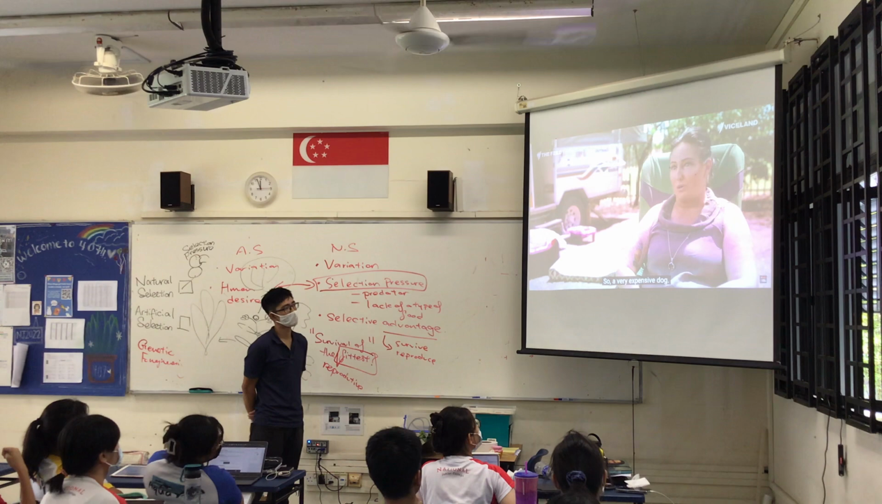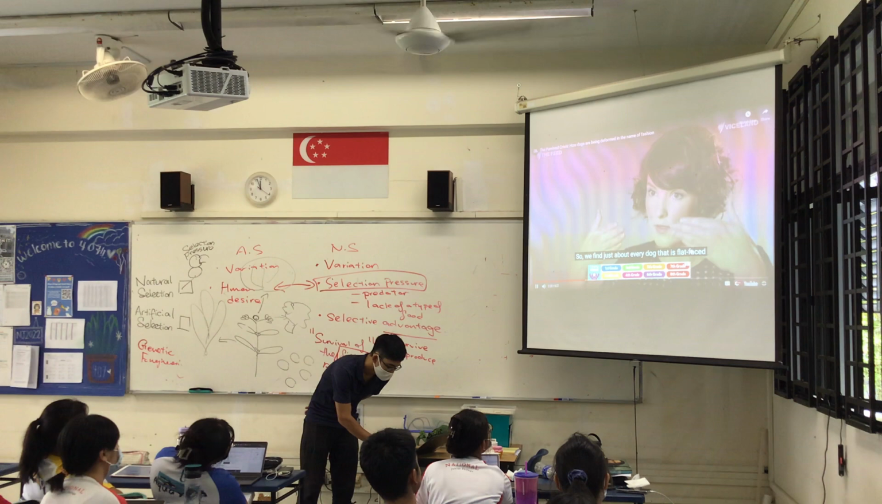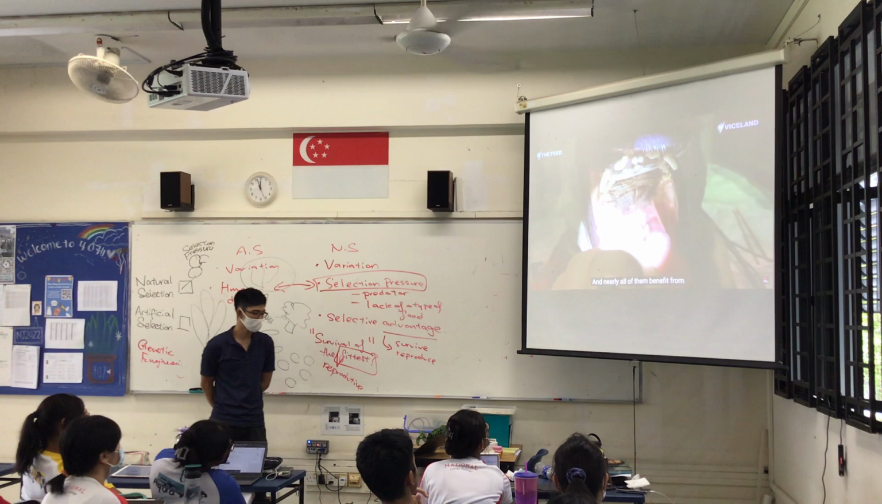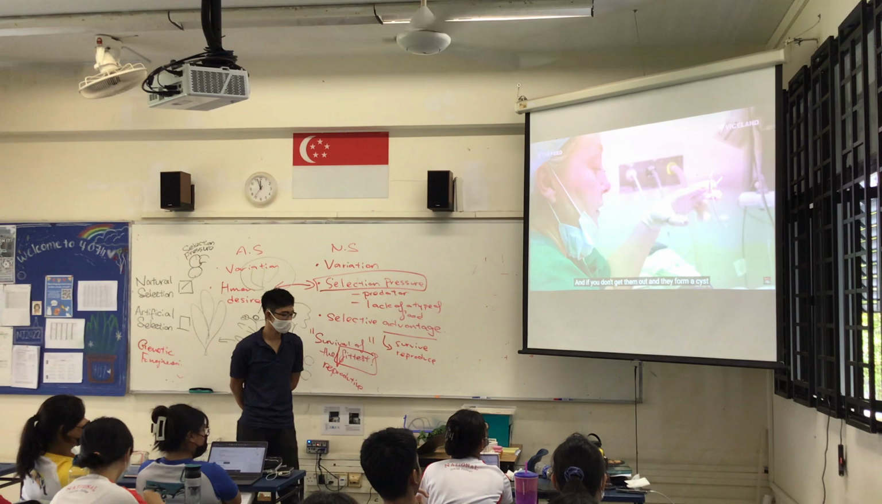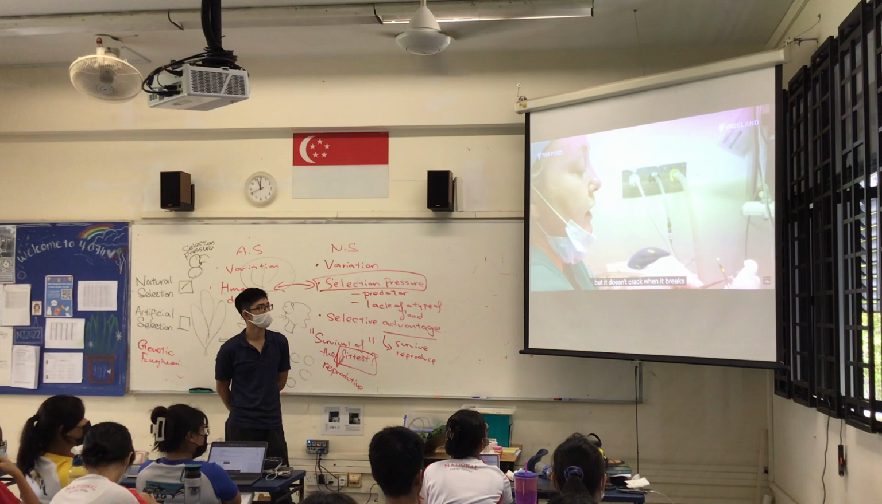So, we find just about every dog that's flat-faced has some degree of compromise, and nearly all of them benefit from some level of corrective surgery. These little guys, it's so overcrowded that the teeth become infected, and they often don't erupt properly. If you don't get them out and they form a cyst, then the jaw literally breaks, but it doesn't even crack as it breaks because there's not enough bone to even crack, it just falls apart.